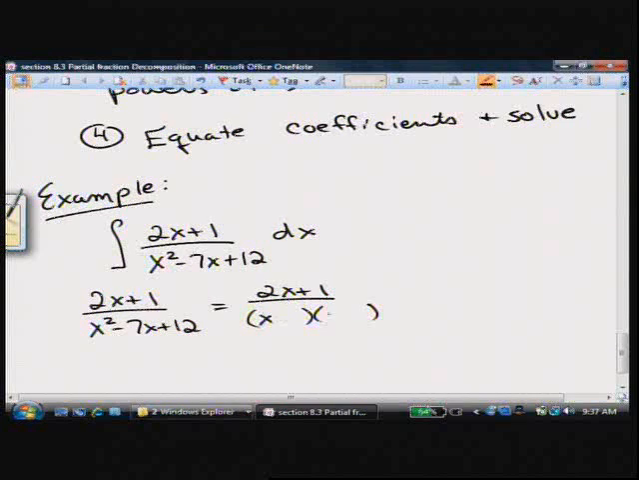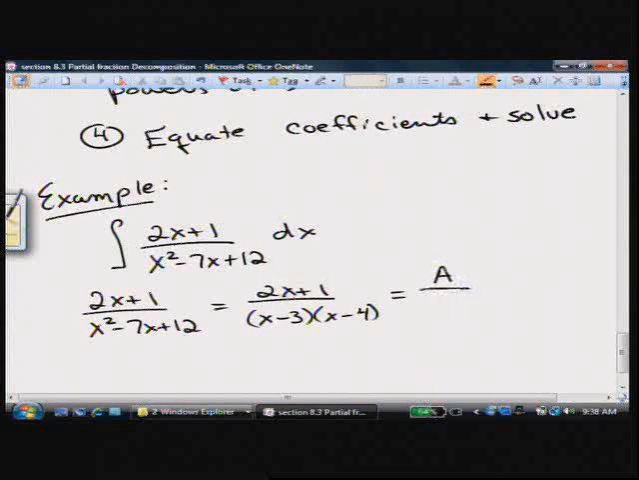Put an x here and an x here. It has to multiply to get positive 12, but add to get negative 7. So that would be x minus 3 and x minus 4, right? Okay, now the denominator is completely factored, and they are linear factors.